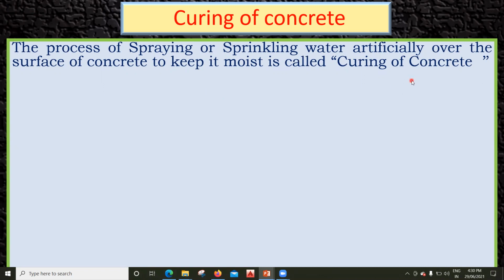So in normal structures, or in local construction, we usually see people sprinkling water on the concrete surface. Let us say today they have done some slab casting or some column casting. So tomorrow they come and with the help of a pipe they sprinkle the water over that, right? So why is that done? That process they're doing is called curing. But why is that done? That is done not to provide water to the concrete.